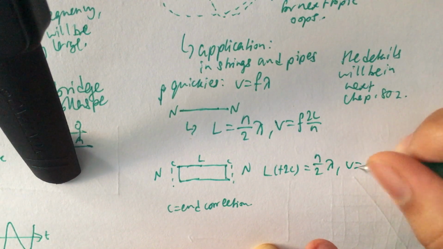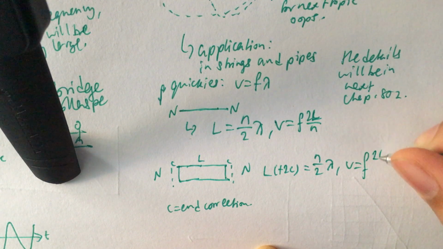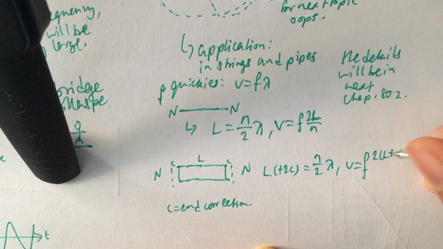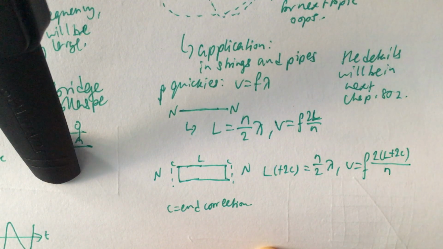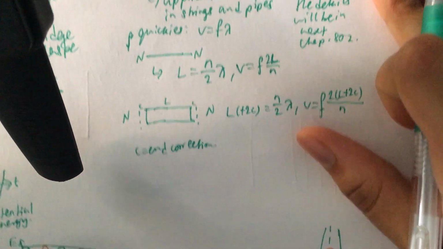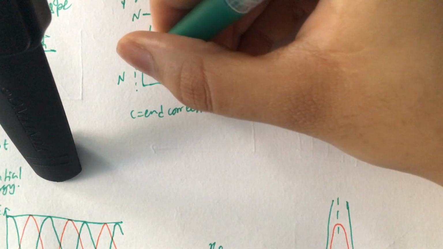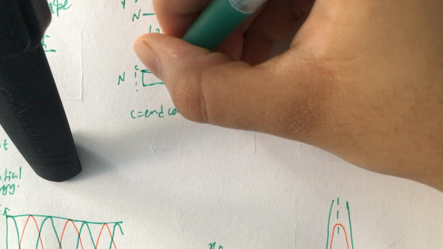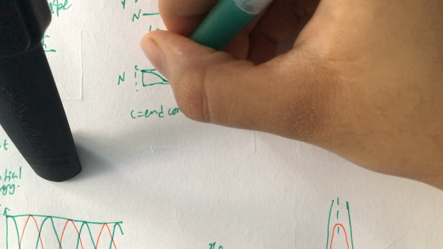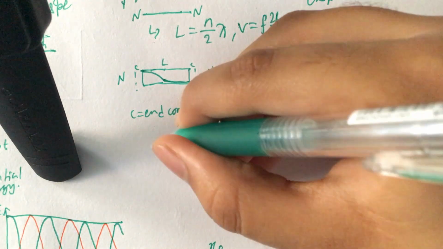Then for the pipe, the pipe does usually have a little bit of extra gap, which is called C, like a correction kind of thing. But usually you don't have to worry about that unless the question asks you about it. In normal circumstances, you would assume that there's no correction value on the two ends of the pipe. So if the pipe is open on both ends, you can use the same thing as the string.